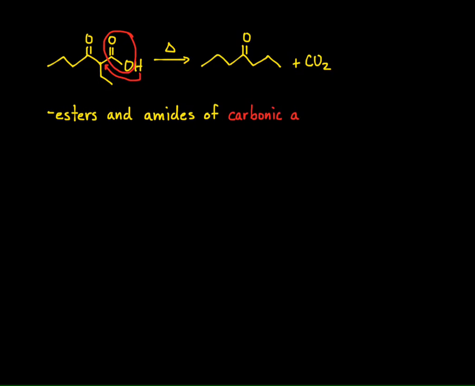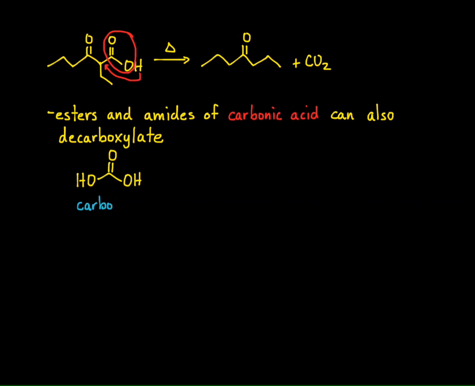Now, there are other decarboxylations. One of them is that if we take an ester or an amide of carbonic acid, we can also get decarboxylation. So carbonic acid looks like this. H2CO3 is carbonic acid, and carbonic acid in and of itself is relatively unstable. It produces carbon dioxide and water.